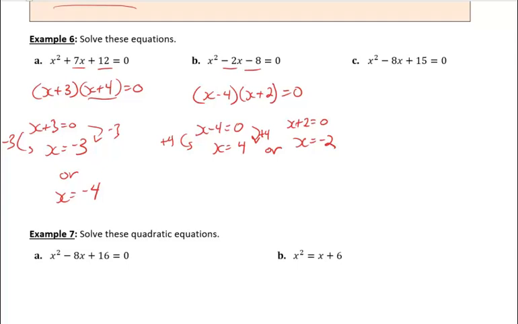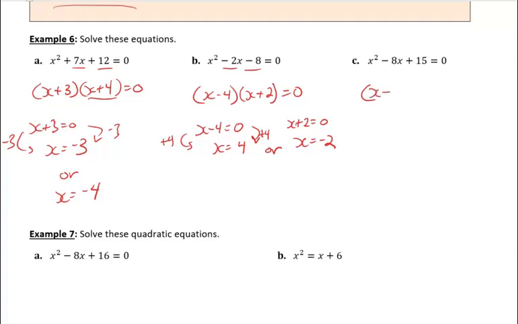Now for this one, I've got a negative in the middle and a positive on the outside. So they're either both going to be positive, and I don't think so because I've got a negative, or they're both going to be negative. So what gives us 8? First, let me think of the factors of 15. 1 and 15, I can't get 8 out of that. 3 and 5, aha, I can get 8 out of that.